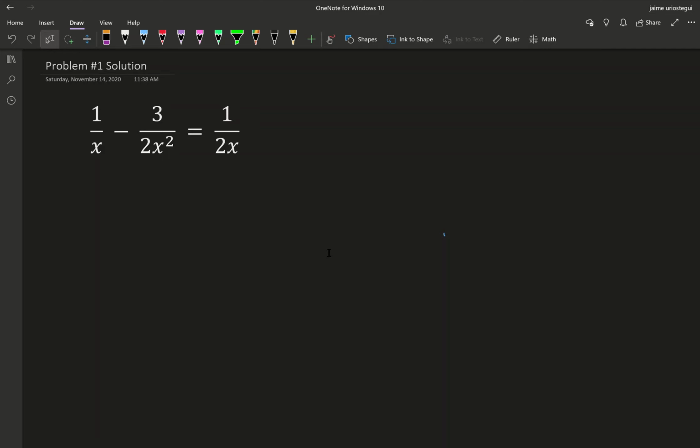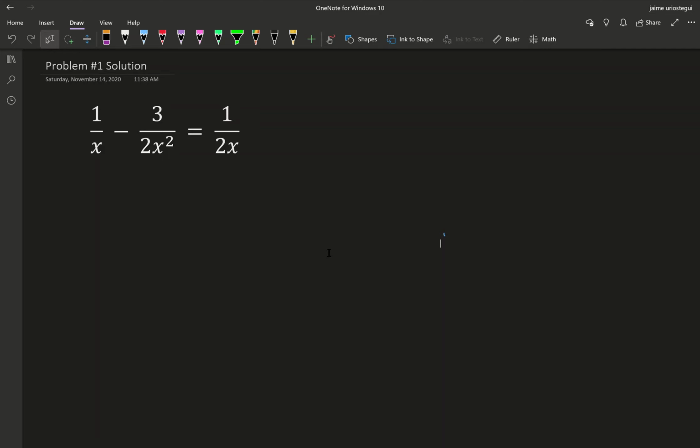All right, let's look at this problem here. So we have 1 over x minus 3 over 2x squared is equal to 1 over 2x. And we're told to solve this equation by rewriting it and solving it.